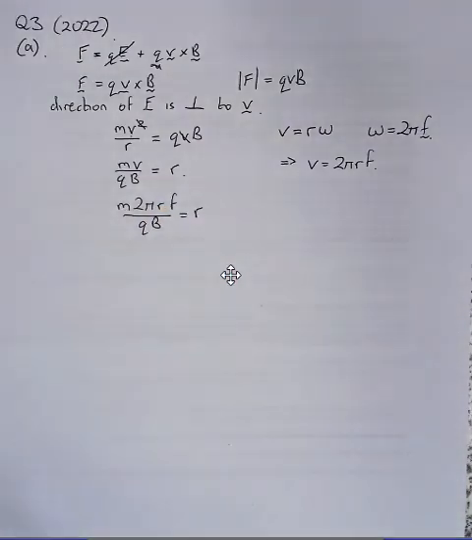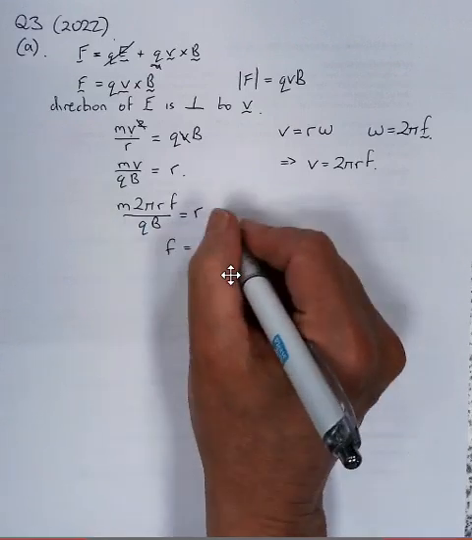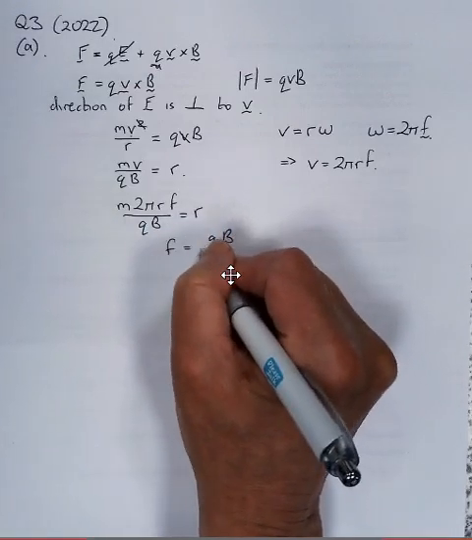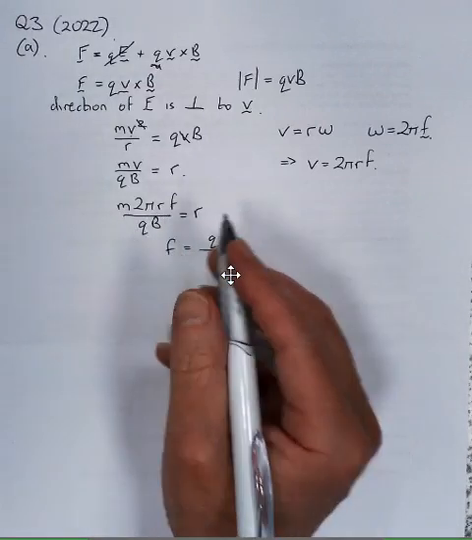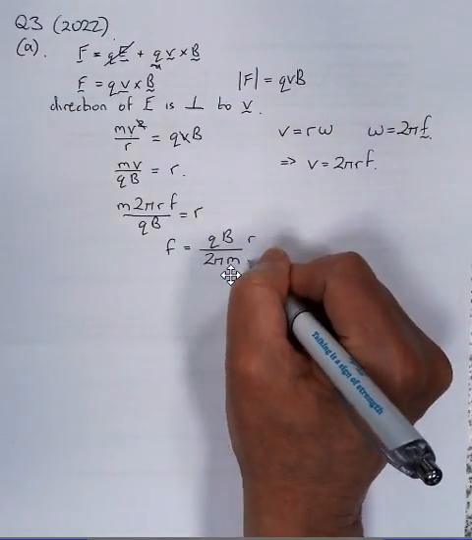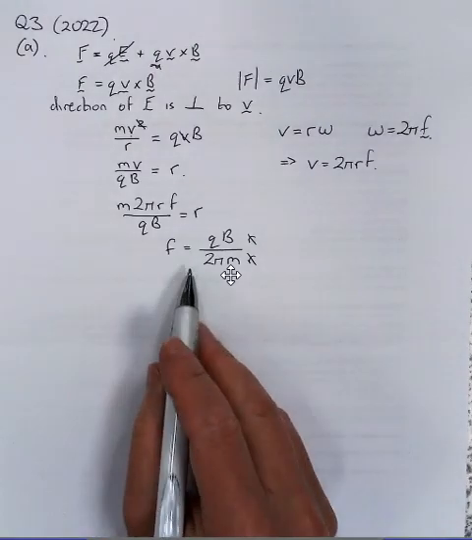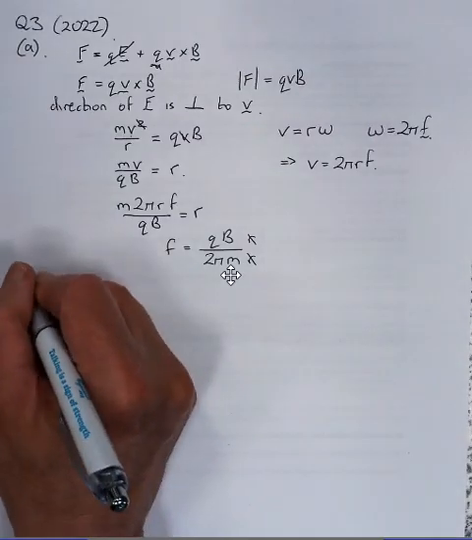I want to work out what f is as a result. So f is going to equal qB on the top line, and the 2 pi m is going to go to the bottom line. And the r, I can put in the r's if you want, but they're going to cancel out. So that's our equation for the rotation frequency, f equals qB over 2 pi m. And as you can see, that frequency doesn't depend on r, and it doesn't depend on v. Okay, so that's part A done.